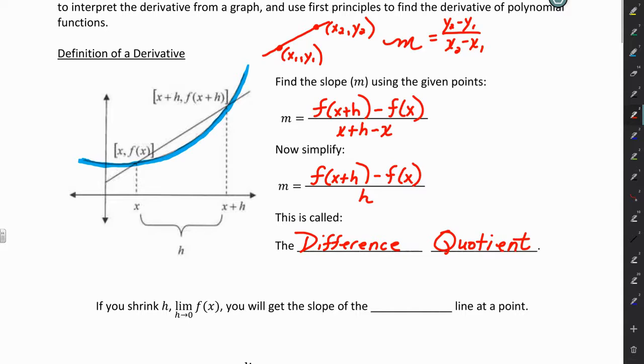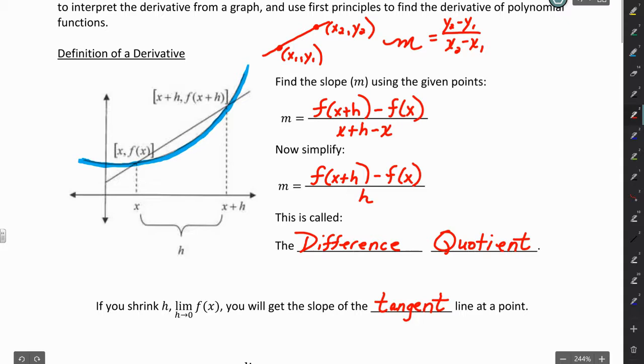Now, here's where it gets really interesting. If you can imagine that that value of h is going to get smaller and smaller, and we keep shrinking that value of h, if we keep getting this distance closer and closer together, we'll end up with the slope at a tangent point on this curve. So if you shrink h, in other words, you take the limit of that function as h approaches 0, as h gets close to nothing, you will get the slope of the tangent line at a point.